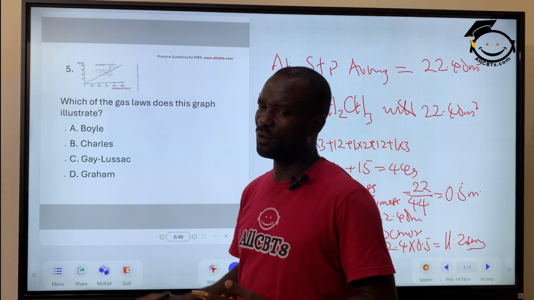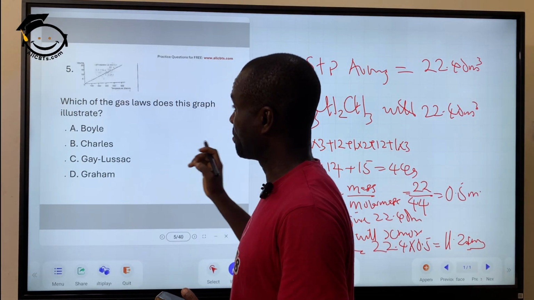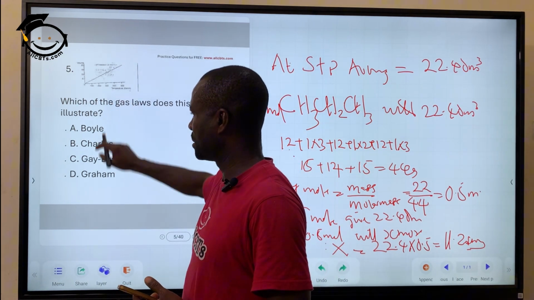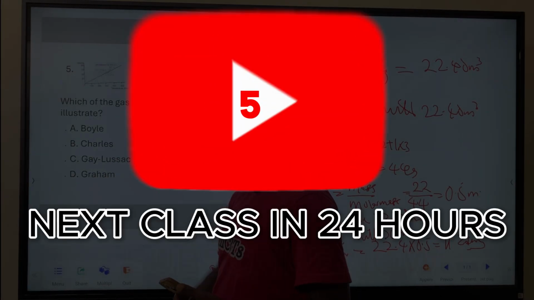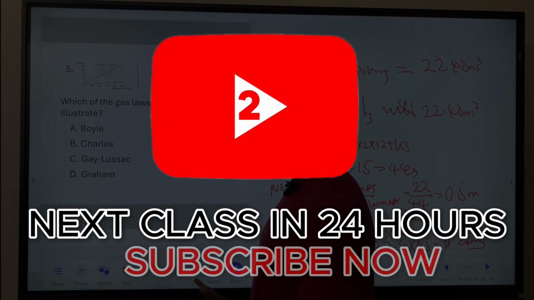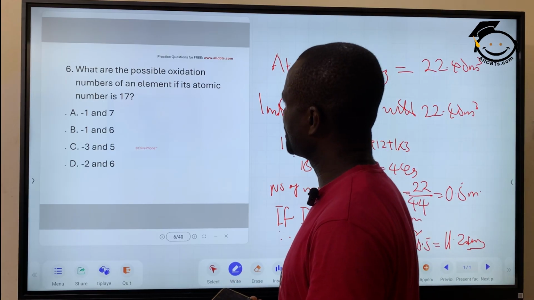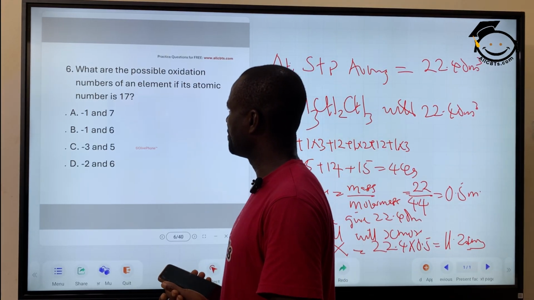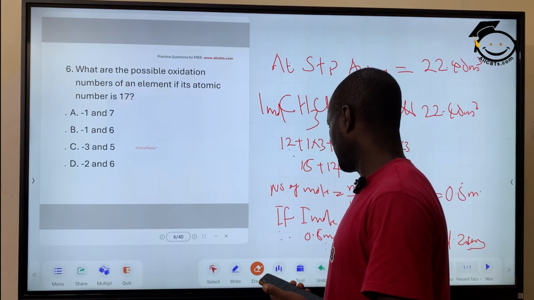Charles's law says that the volume of a given mass of gas at constant pressure is directly proportional to its temperature. This defines Boyle's law, and this defines Charles's law. So the correct answer is B, Charles's law. Next question, question 6. What are the possible oxidation numbers of an element if its atomic number is 17? We can derive the atomic number.